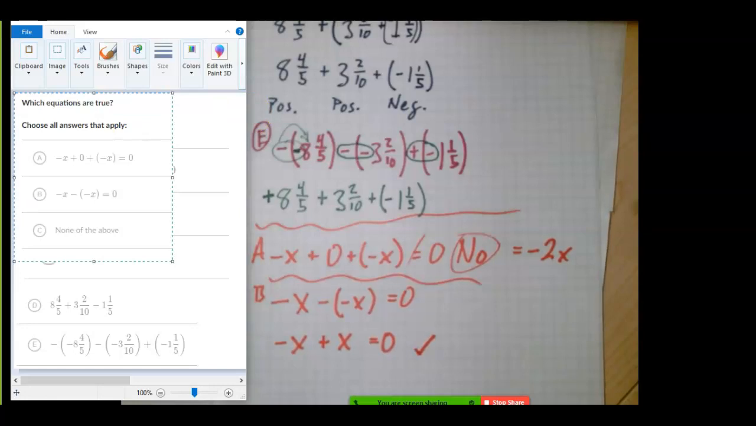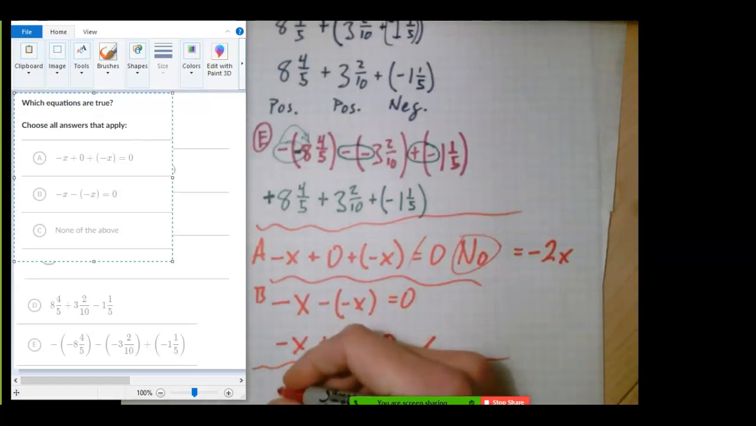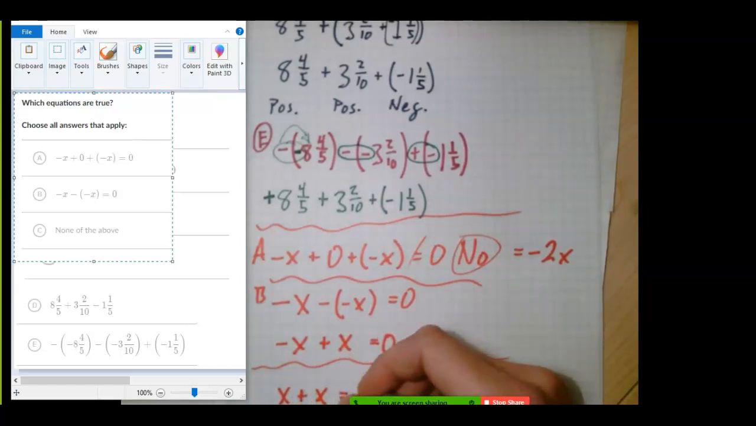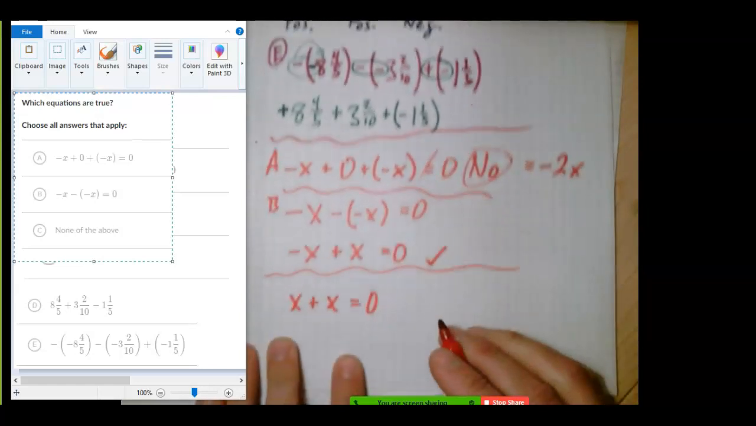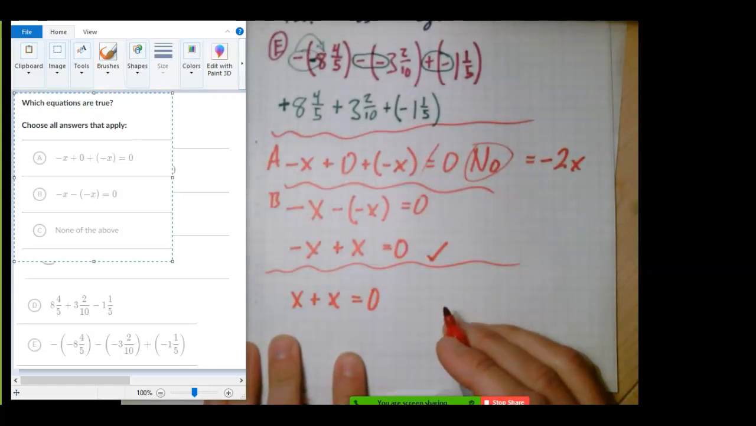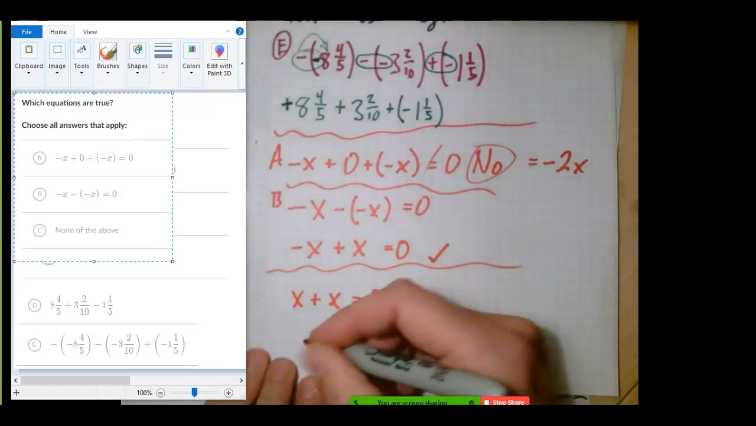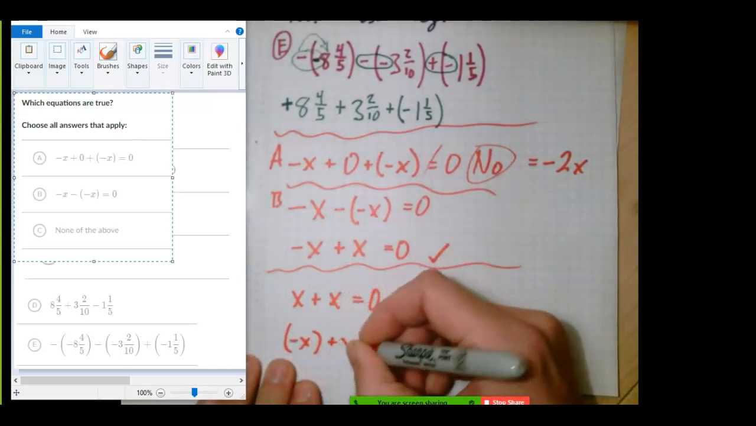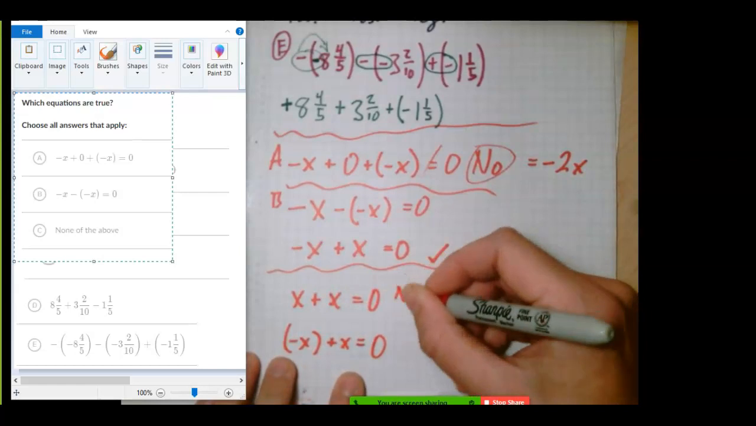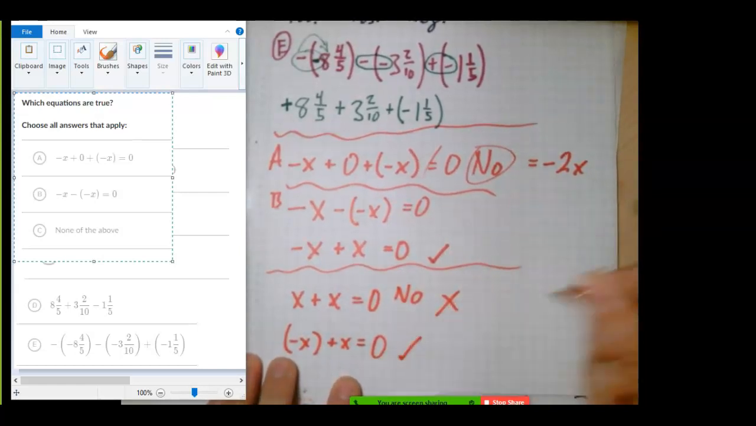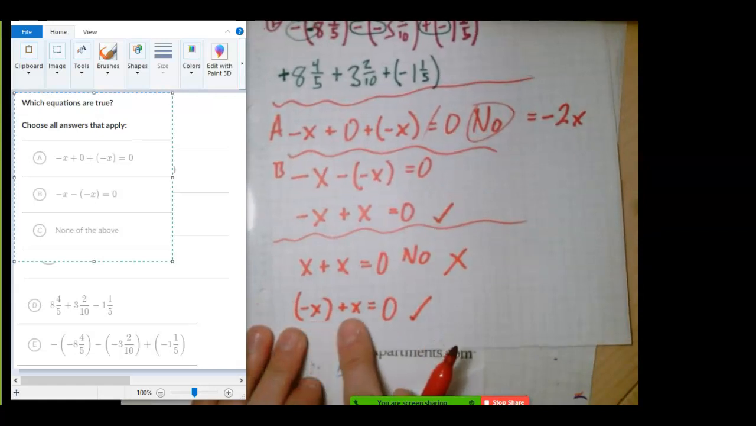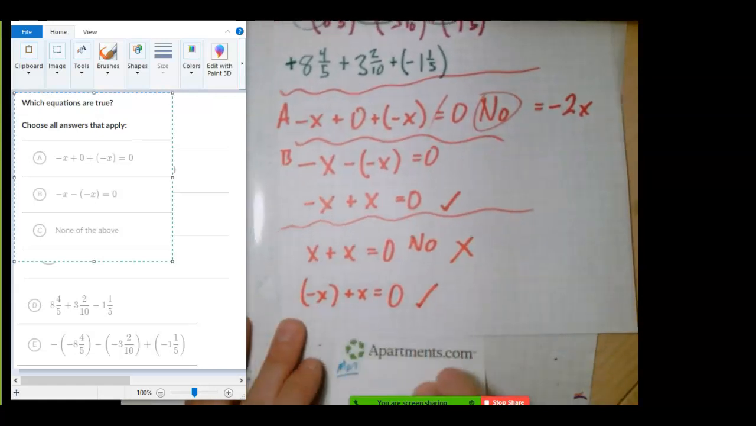To choose another one that was a popular goof up, I'm just going to start asking random questions. Does x plus x equal 0? No. Because if x is 5, let's say, does 5 plus 5 equal 0? No. Does a negative x plus x equal 0? Yeah. Because a bad guy x and a good guy x, they equal 0. That makes sense.